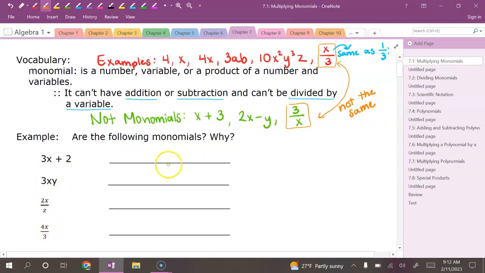And what I want you to do on these lines is write either yes or no for the first question. So are they monomials? Write yes or no. And then write why. So be able to give an explanation why you think they are or are not a monomial. So I'm going to give you a minute or so to do that. Pause the video here. Give yourself a minute or so, a minute and a half, maybe 2, to do those 4, and then keep watching so you can see what it should have been.